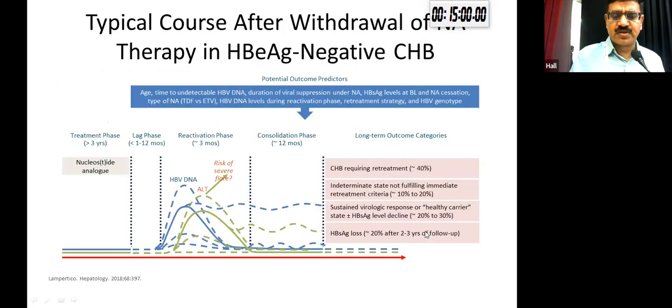So what happens when you stop? There are three phases. When you stop the treatment, there is a lag phase. After the lag phase, there is a reactivation of the virus. Viral DNA comes back. Viral flare occurs in almost all. The ALT flare also occurs in some, but most of the time it is tolerated. And then there is a consolidation phase when the immune system decides whether it will be able to clear the S antigen or not, and HBsAg loss occurs in somewhere around 20% of patients over 2 to 3 years of follow-up.